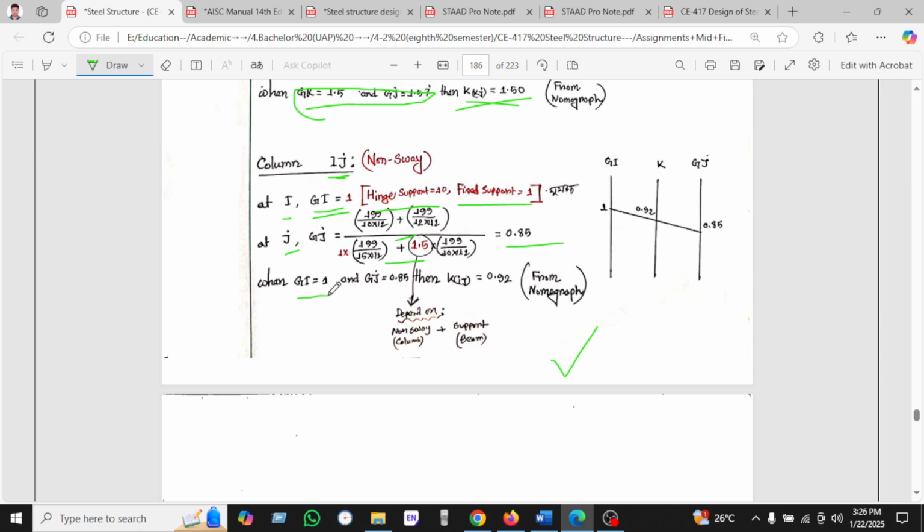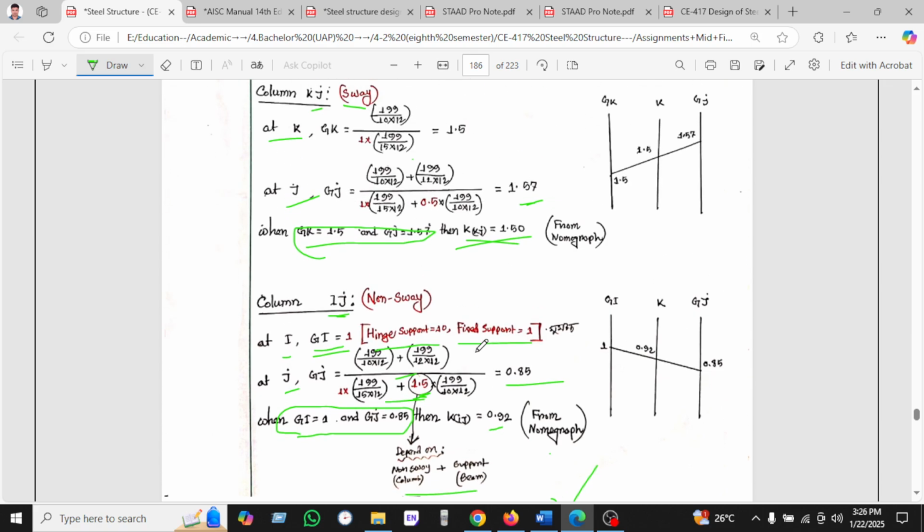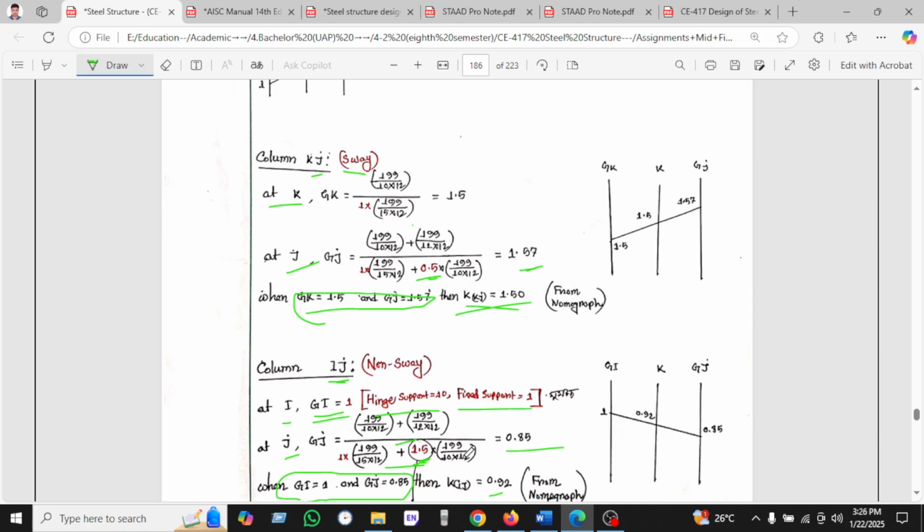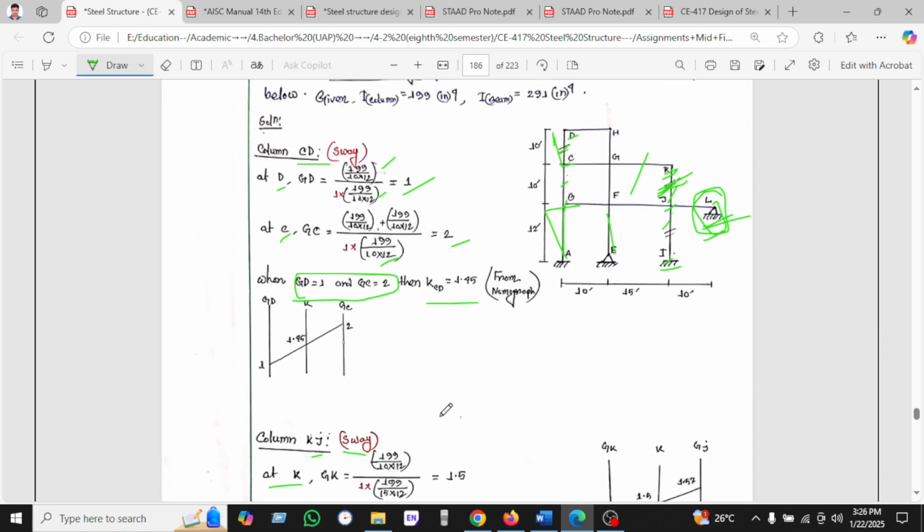When we get GI as 0.80 and GJ as 0.85, then we will use 0.92 from the nomograph. So this is how we get the 1.5. It depends on non-sway plus support, column and beam. On the other hand, we have used 0.50. It also depends on non-sway and support.